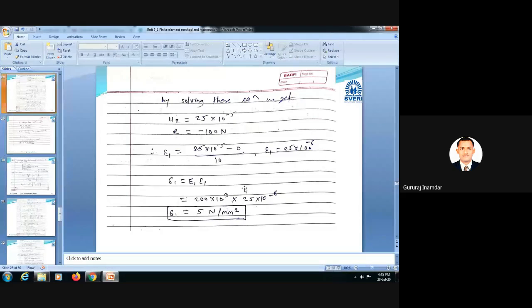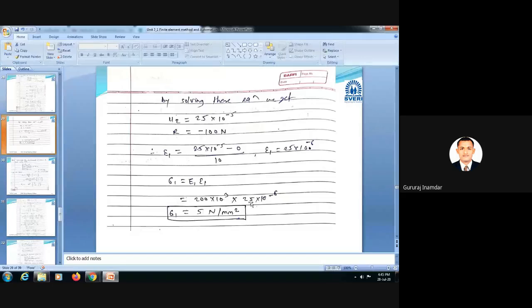Now by solving this matrix simultaneously, we will get the answer U2, where U2 is nothing but the displacement at point 2 and R is nothing but the reaction force. Okay, is it right? Did the students finish? No. Okay, so we get the different values.